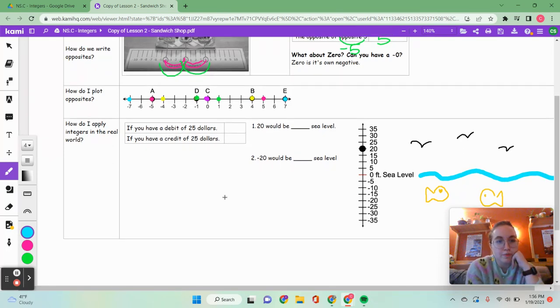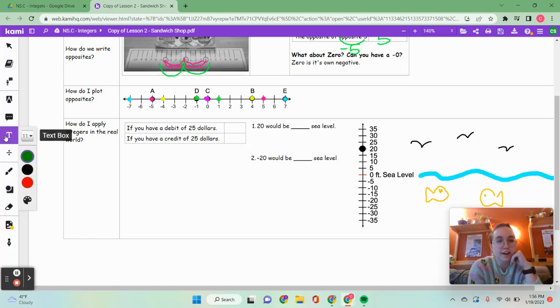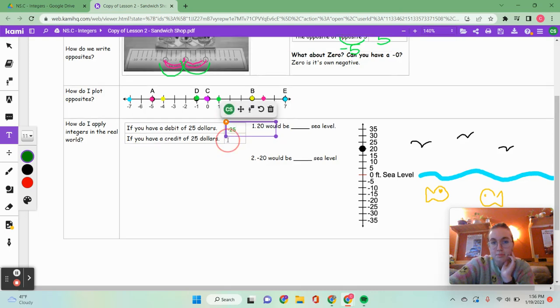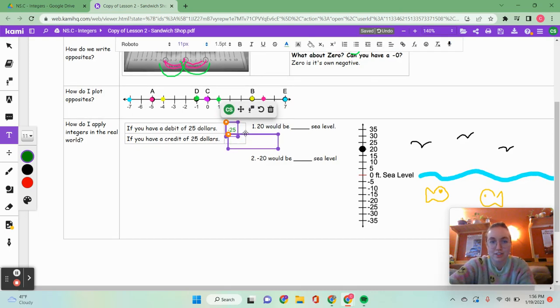Both are similarly true. So if I want to apply these in the real world, if I have a debit of $25, that means that I need to give $25. I owe $25. That means I have negative $25. If I have a credit of $25, that means like I've been given a gift card or somebody has given me $25. So that would be a positive $25.